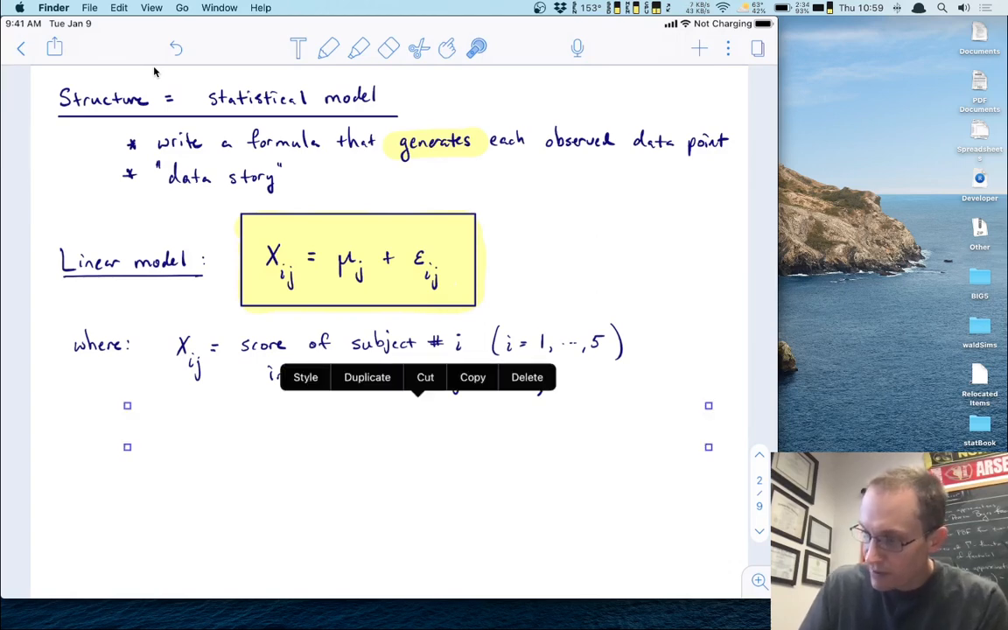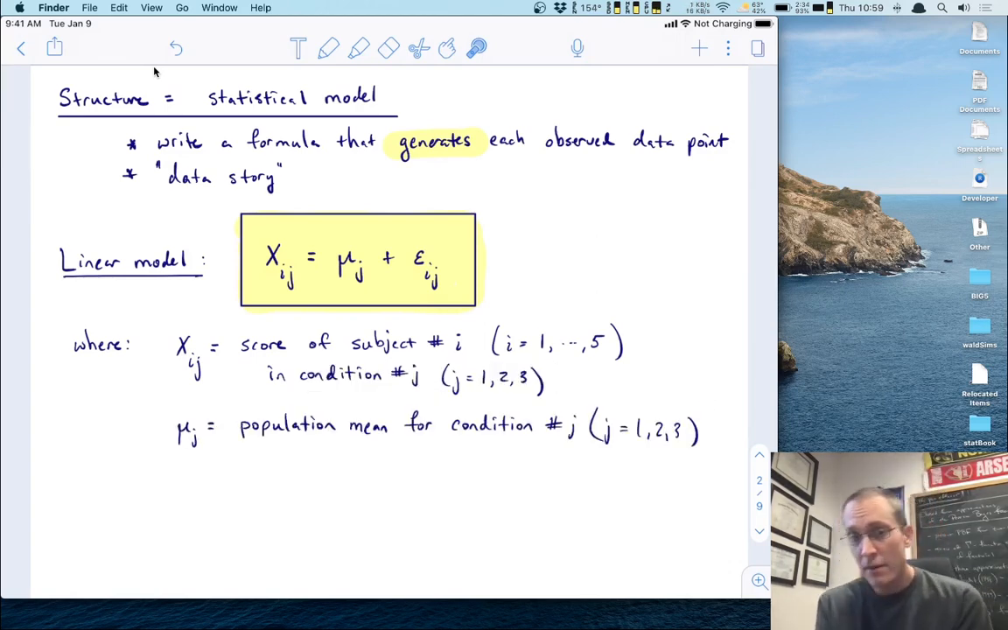What about the mu's and the epsilons? Well, the mu sub j, that is the population mean, as you would expect, for condition j. So j is indexing conditions here. And again, j would be 1, 2, or 3. So that means in this equation, I'm encoding 3 possible mu's: mu 1, which is the population mean for keyboard 1, mu 2, or mu 3.